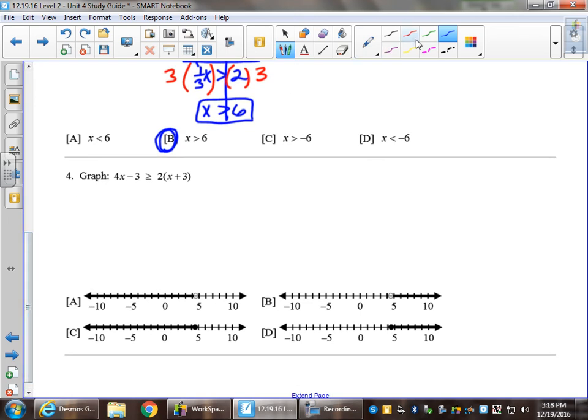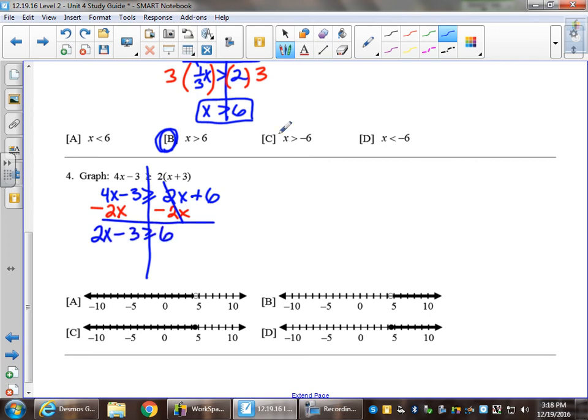Number 4 has an interesting piece to it. Our answers are in the form of the graph. So let's see what we get. 4x minus 3 will stay over here. Distributing the 2, we get 2x plus 6. To solve this, we'll subtract 2x from both sides to start. Or you could have added the 3. Either way, we'll get the same answer. So I get 2x minus 3 greater than or equal to 6.